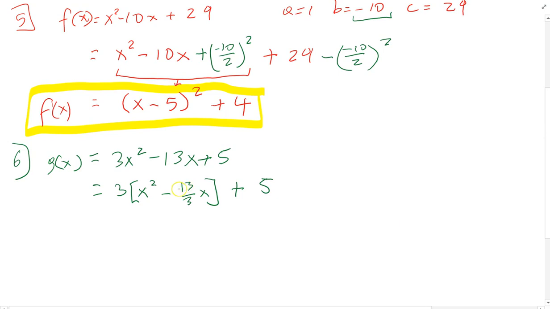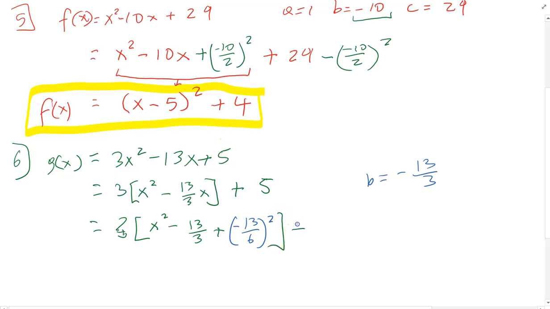Now, use your 13 over 3 as your b. So then your b would be equal to negative 13 over 3. And then we're going to add and subtract that amount to what is in the parentheses here. So that's x squared minus 13 over 3x, and then plus 13 over 3 divided by 2. It's going to be 13 over 6, so that we get 13 over 6 squared.